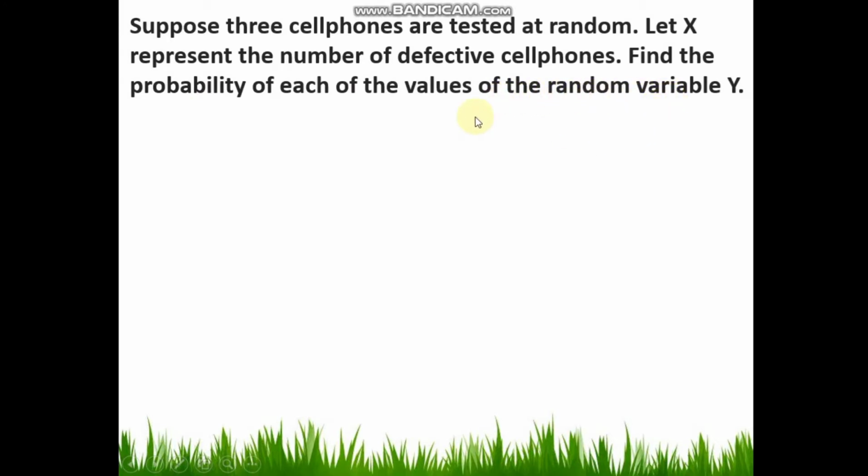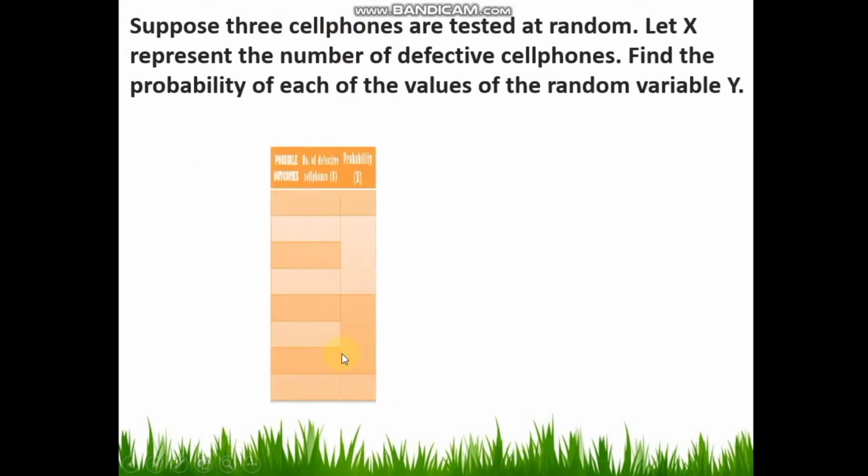So the first thing that you are going to do is to compute for the number of possible outcomes. Again, to compute for the number of possible outcomes, you have the number of choices raised to the number of objects. So you have two choices. It's either defective or not defective, raised to 3, you have 3 cell phones involved. So you will list down 8 possible outcomes. Those 8 possible outcomes are the following.